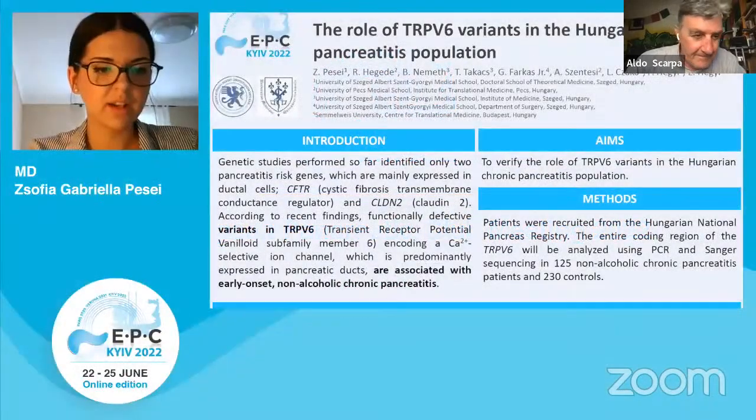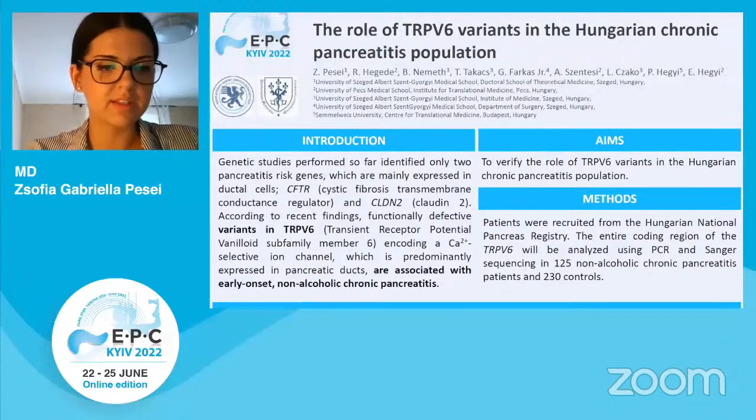Good morning, everyone. Today I will present our recent findings on the role of TRPV6 variants in the Hungarian chronic pancreatitis population. Most genetic variations associated with chronic pancreatitis are located in genes encoding pancreatic digestive enzymes. Chronic pancreatitis genetics is recently seen in a new light since the channelopathy of the pancreatic duct is revealed to have a significant act on the development of the disease.